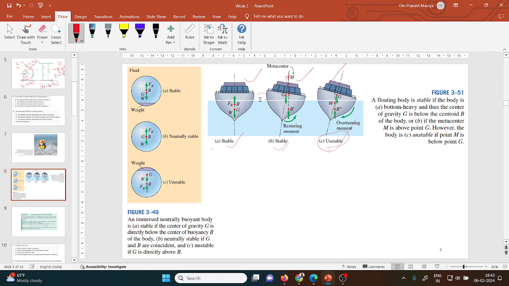In case of a submerged body, the body will be stable when the center of buoyancy lies above the center of gravity. In case of a sunk body, it is naturally stable when the center of buoyancy and the center of gravity coincide with each other. An unstable case is when the center of buoyancy is below the center of gravity. So always remember. This is the whole idea.